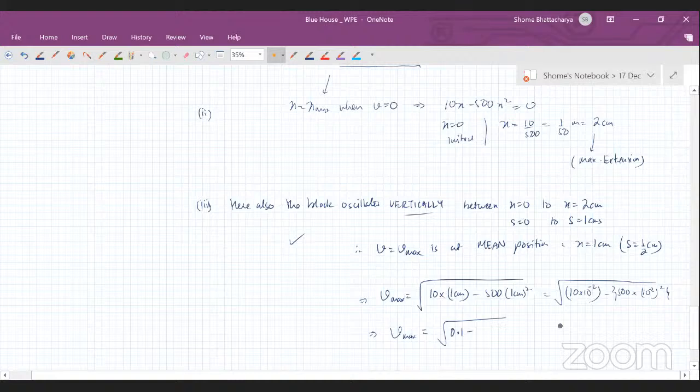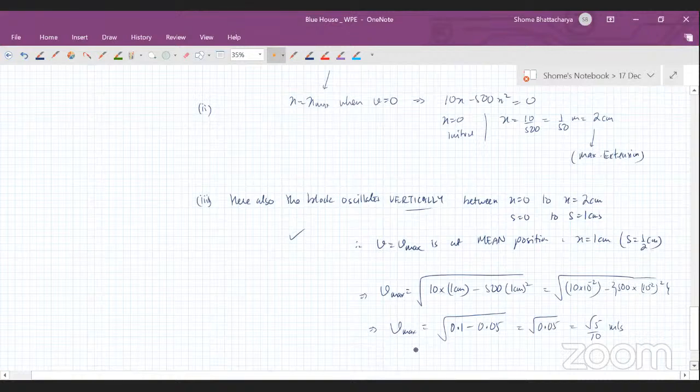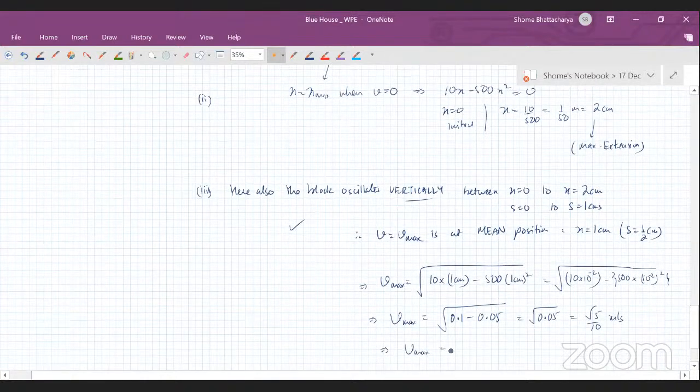So this will become 5 into 10 raised to minus 2. So square root of 0.05, or square root of 5 by 10 meters per second, or 10 root 5 centimeters per second. This will be the maximum speed. Okay, I'll tell you the maximum minimum method also, but first you can just understand it this way.